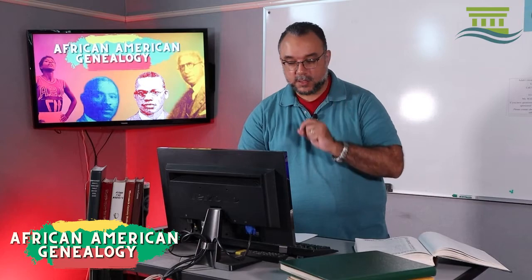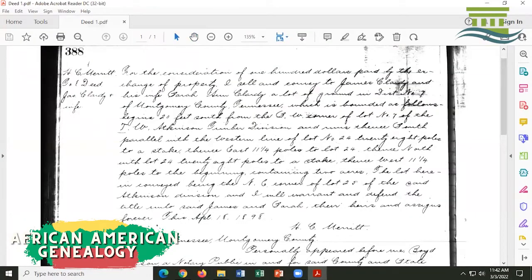Great links, great resources. Another source, which you see on your screen right here, this is the deed that James and Sarah had purchased from H.C. Merritt. H.C. Merritt owned their lot of land, and they purchased it from him. This is from 1898. Yes, this is April 18th, 1898, and it's located in the deed books. We have them in microfilm. We also, the Montgomery County Archives has them in a digital format.